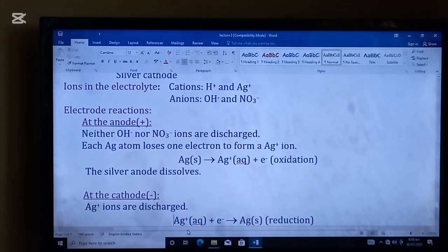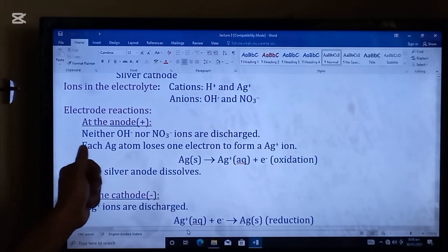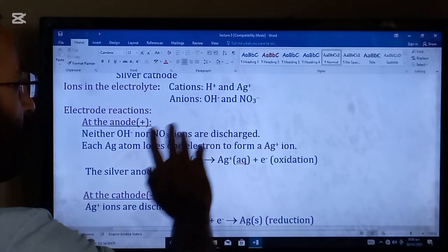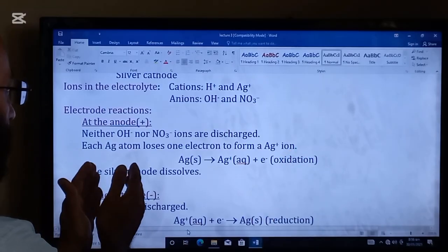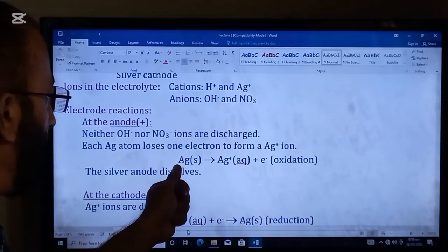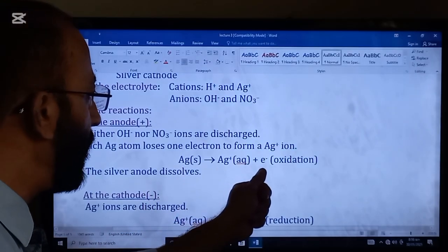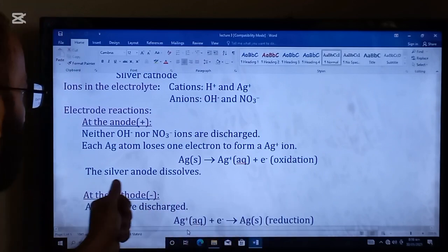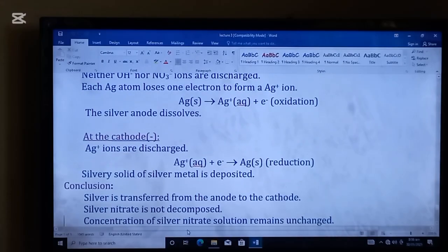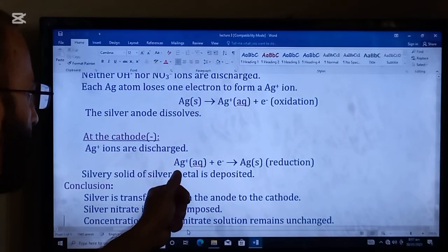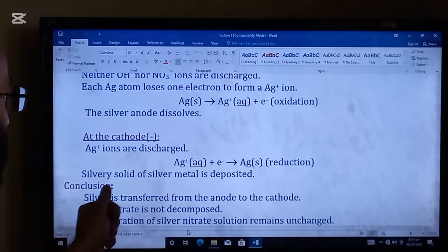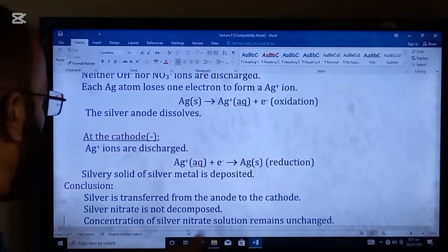Electrode reactions: at the anode, neither OH- nor NO3- ions are discharged, because each silver atom loses one electron to form an Ag+ ion. The reaction is Ag forms Ag+ plus one electron. This is an oxidation process. The silver anode dissolves. And at the cathode, Ag+ ions are discharged. Ag+ plus one electron forms Ag. This is a reduction process. Silvery solid of the silver metal is deposited.